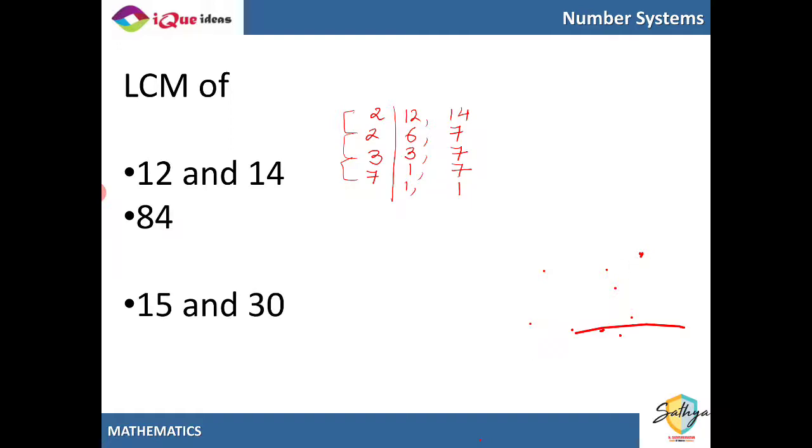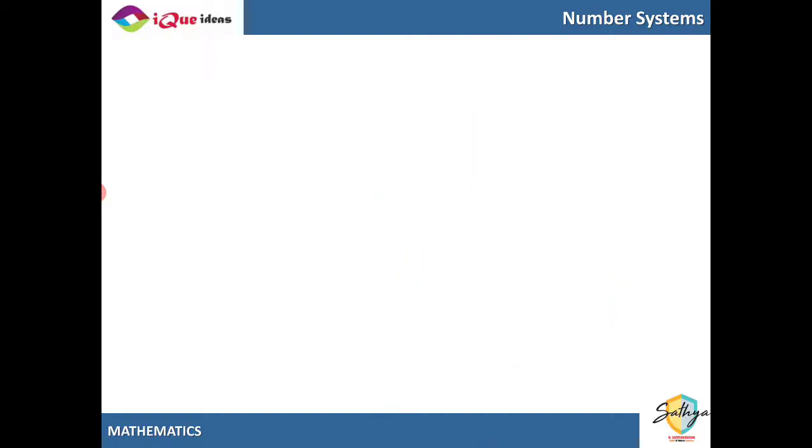which is 84. Now for 15 and 30. 2 15 cannot be divided, 2 15s are 30, 3 5s are 15, 5 1s are 5. So 5 3s are 15, 15 2s are 30. The LCM of both the given numbers is equal to 30. So 30 is the answer as the LCM.